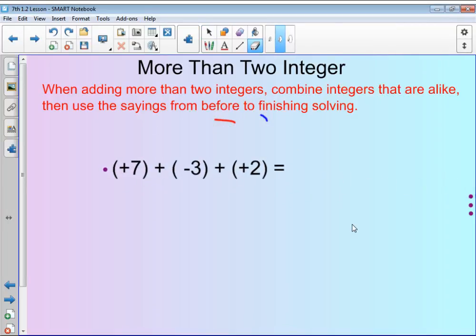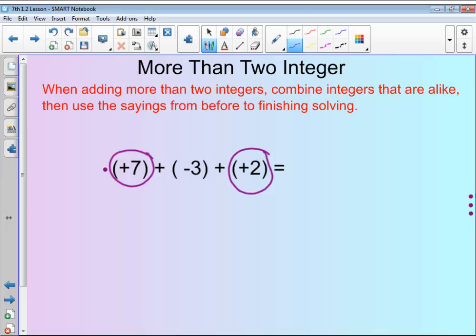Okay, so let's try another one. The first thing I do when I look at this, I'm going to use purple. Purple's like my favorite color. I see a positive here, and it has a match of a positive here. Same symbol, find the sum. So 9 would be the sum of 7 plus 2.